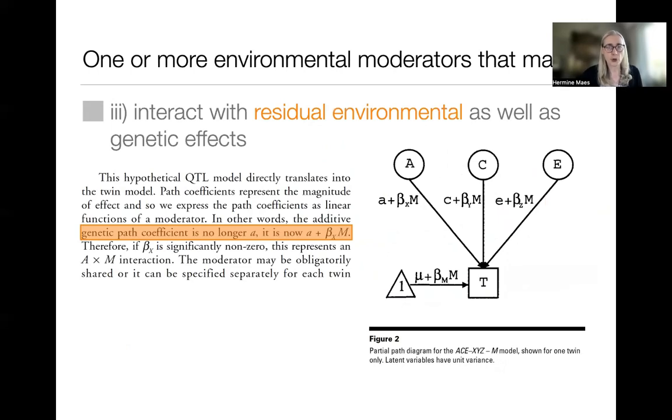Again, as noted before, one or more environmental moderators can interact not only with the genetic effects, but also with the residual environmental effects, either the C or the E effects. And so as you see in this figure 2 here, which is the classic Purcell representation of the G/E model, we have for each of the paths, the unmoderated component A, C, or E, and then the moderated components, Bx times the moderator, By times the moderator, or Bz times the moderator.